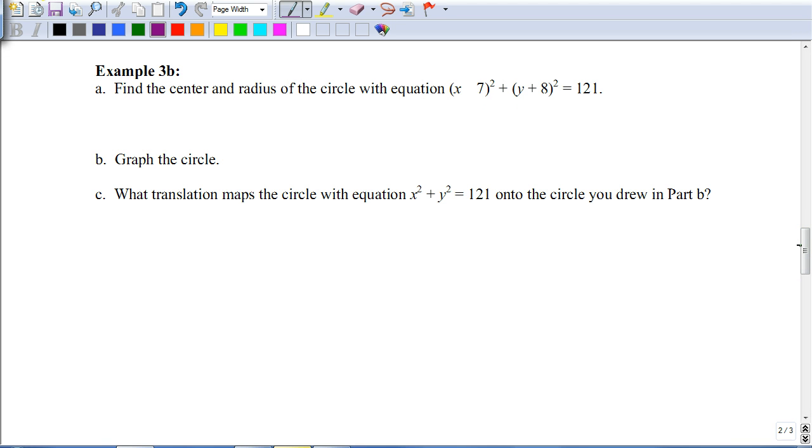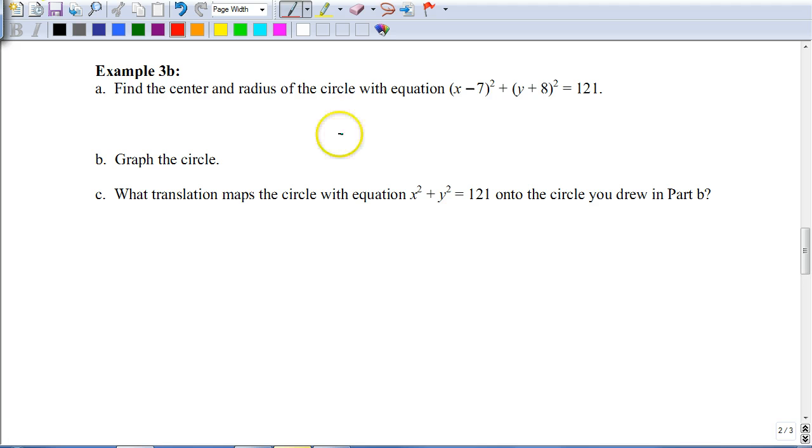Why don't you guys try this one on your own? It says find the center and radius of the circle with this equation. For some reason this didn't print out correctly. The minuses got lost. That's (x minus 7) squared plus (y plus 8) squared equals 121. So find the center and the radius, then graph it, and then figure out what translation we would use to map that equation. Okay, so pause the video and hit play when you're ready to check your answer.